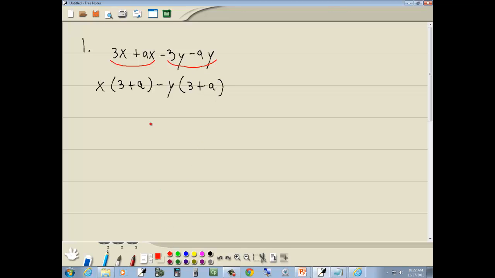Now, our goal with grouping is to get this parentheses the same as this parentheses, which they are, so I'll factor out a 3 plus A. And to decide what goes in your second set of parentheses, you now cross out the 3 plus A's. What isn't crossed out is what goes over here, which would be X minus Y. And that's our answer.